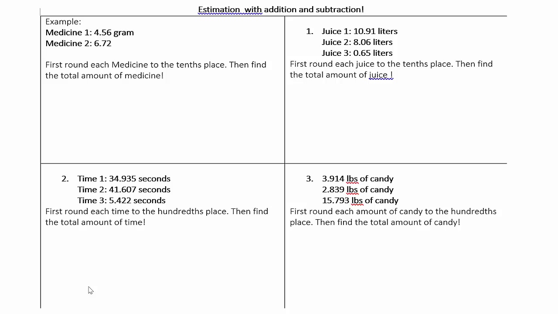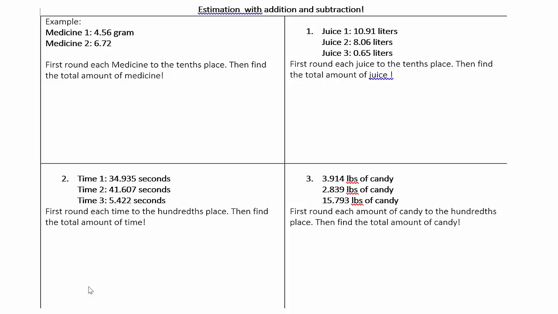Now we're going to go ahead and work through Station 2. Station 2 is estimation with addition and subtraction. Basically, we are rounding and then we get to add and subtract. It gets us an answer that's not exactly the answer, but it's close to it. So let's look at the example.